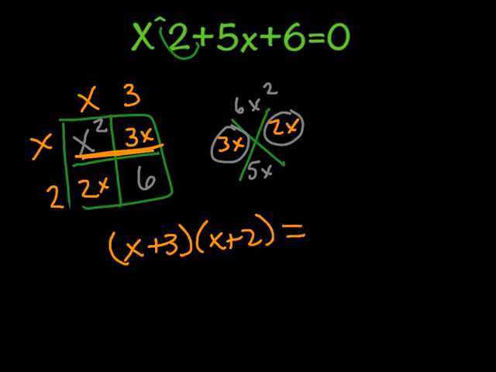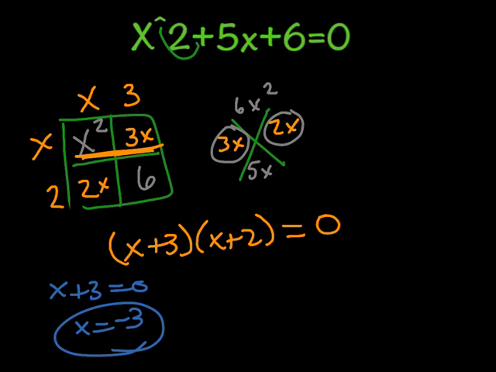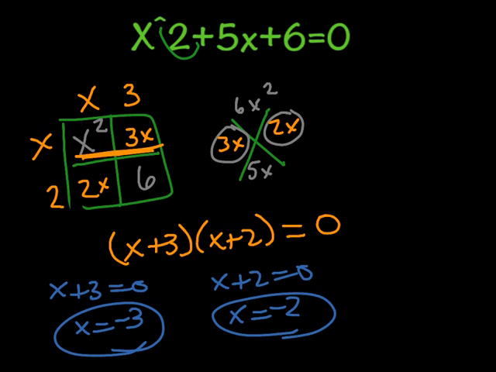So factoring gives me x plus 3 times x plus 2. It was an equation, so it equals 0. And now using the zero product property, I'm going to have x plus 3 equals 0, which leaves me with x equals negative 3. And then I have x plus 2 equals 0, which leaves me with x equals negative 2. And there's my two answers for my quadratic equation.